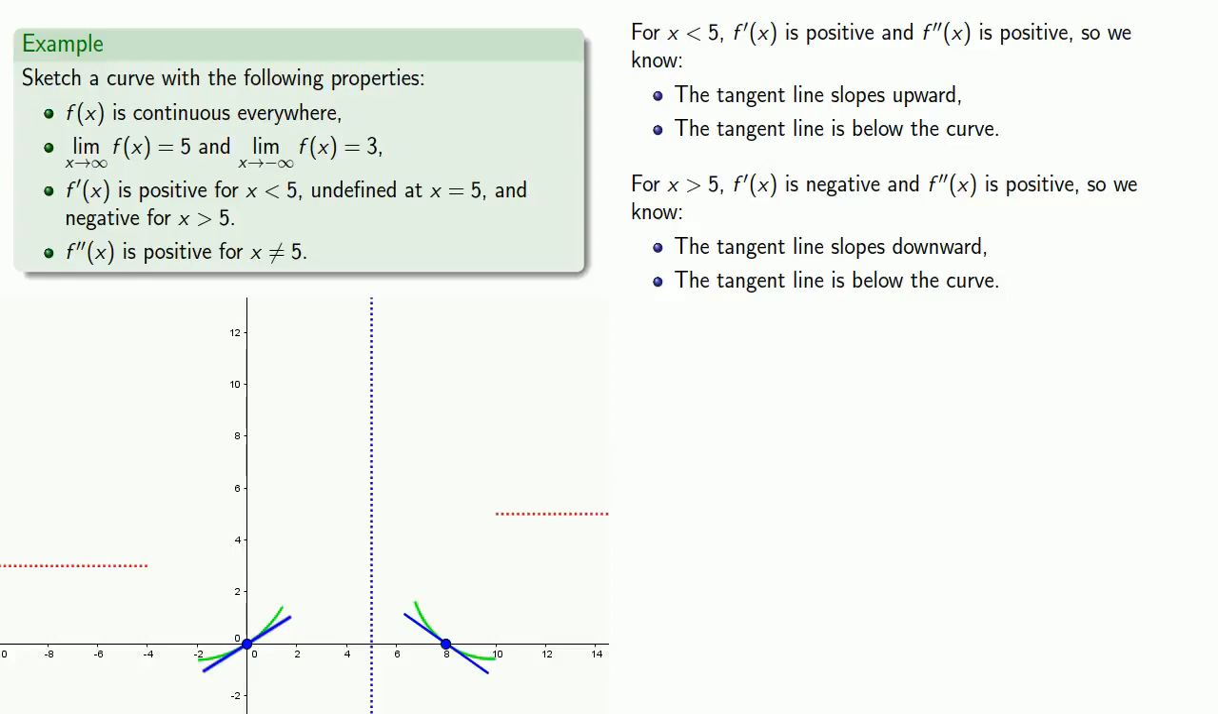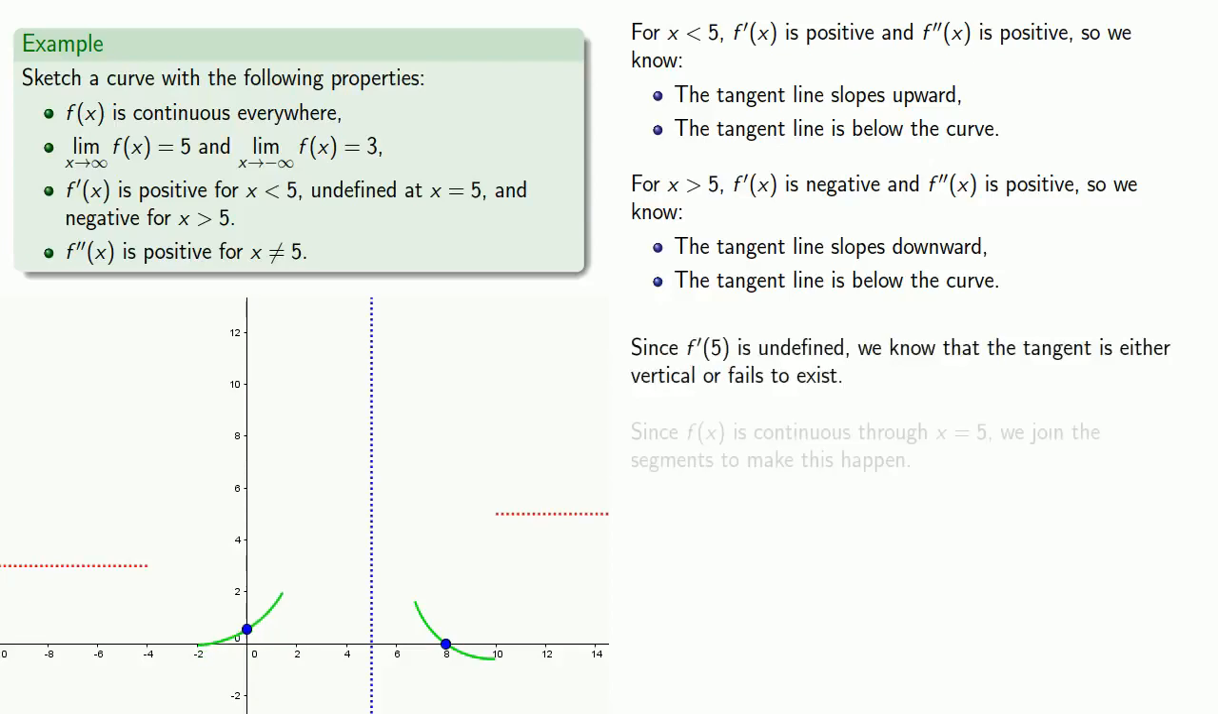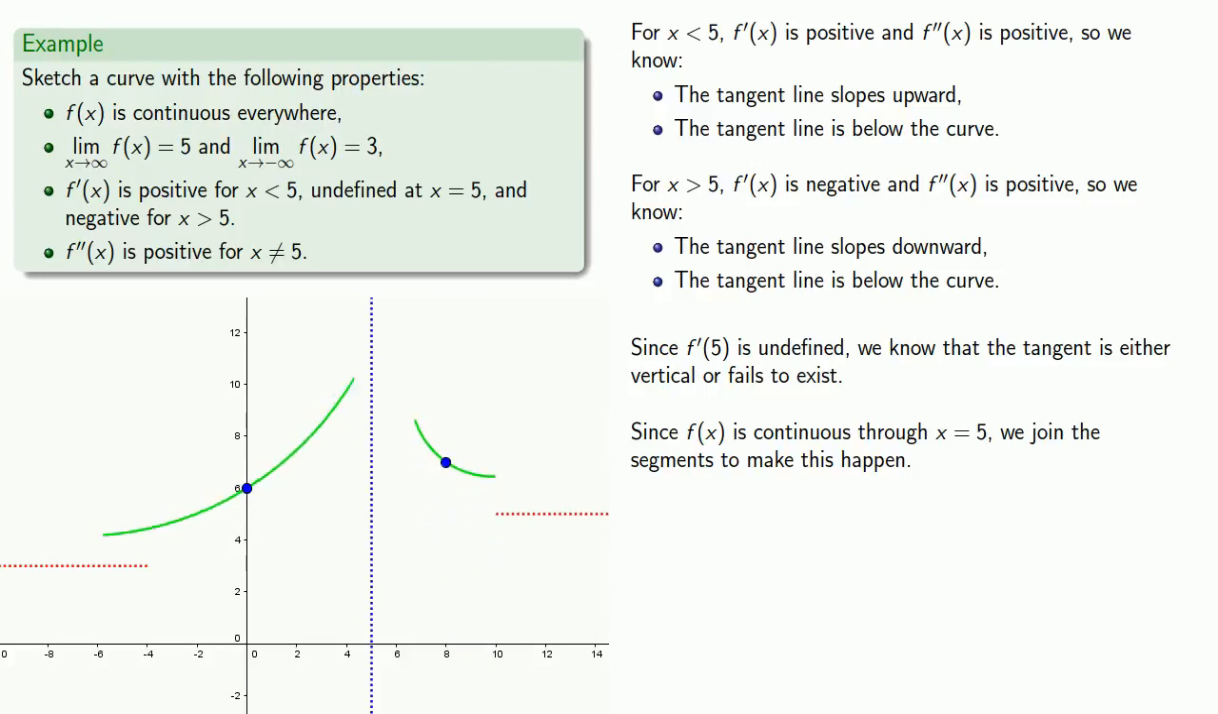And since f prime of 5 is undefined, we know the tangent line is either vertical or fails to exist. But since f of x is continuous through x equals 5, we do know that our curve joins across this line. So we just have to make sure that when we join our segments together, we either get a vertical tangent or we get a tangent line that doesn't exist because the secant lines disagree. And so maybe we'll join them something like this.